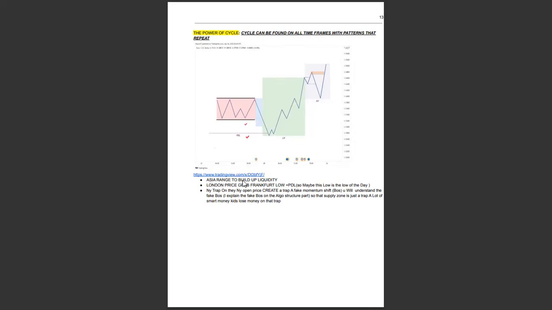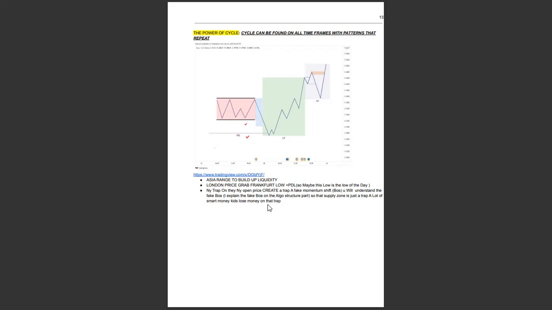Asian range to build up liquidity. London price grabs the Frankfurt low, PGL. So maybe this low is the low of the day. New York trap: on the New York open, price creates a trap, a fake momentum shift. Do you understand the fake bias? BOS, I explained the fake BOS in the algo structure part. So the supply zone is just a trap. A lot of smart money kids lose money on the trap.